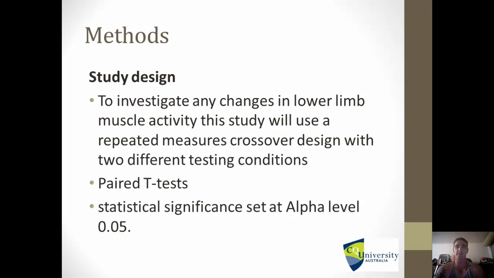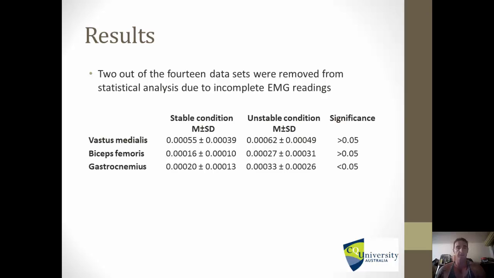Okay, so to investigate any changes in the lower limb muscle activity, we used a repeated measures crossover design with two different testing conditions. When we got our EMG data, we used paired t-tests, and the statistical significance was set at 0.05. Okay, so 2 of the 14 data sets were removed from statistical analysis due to incomplete EMG readings.